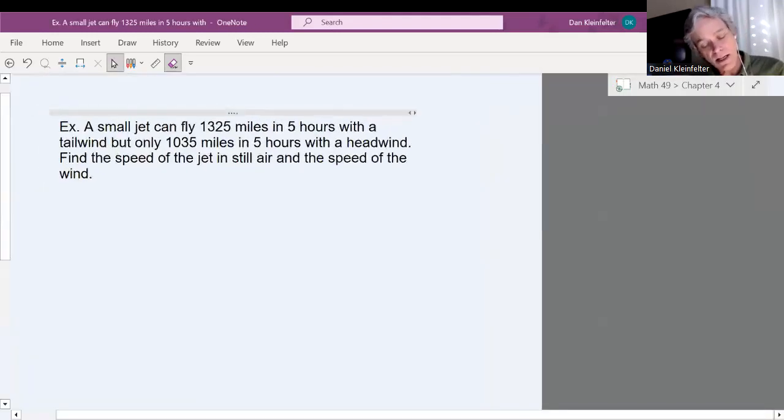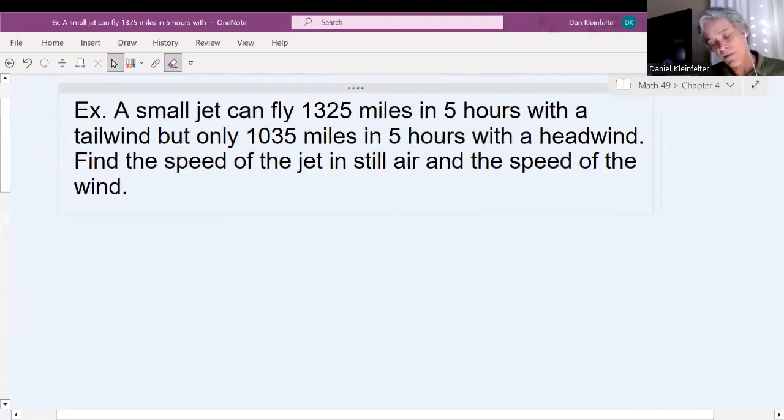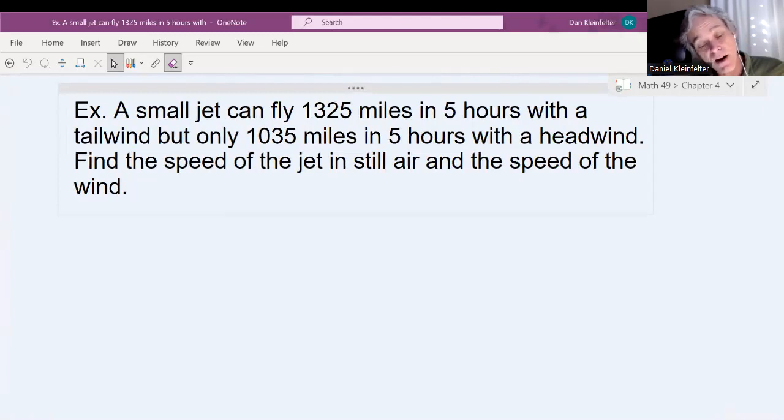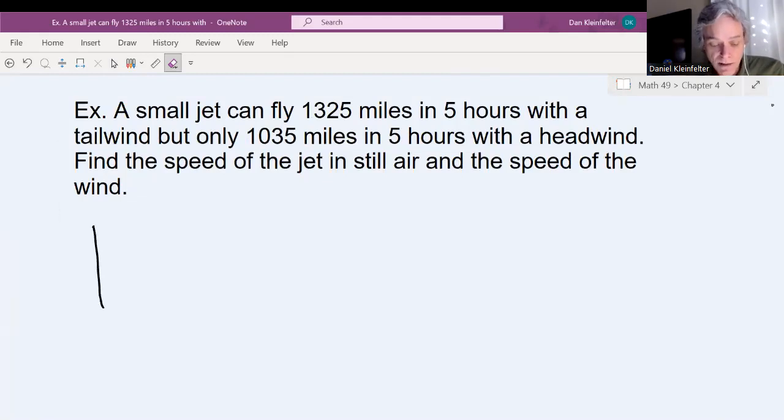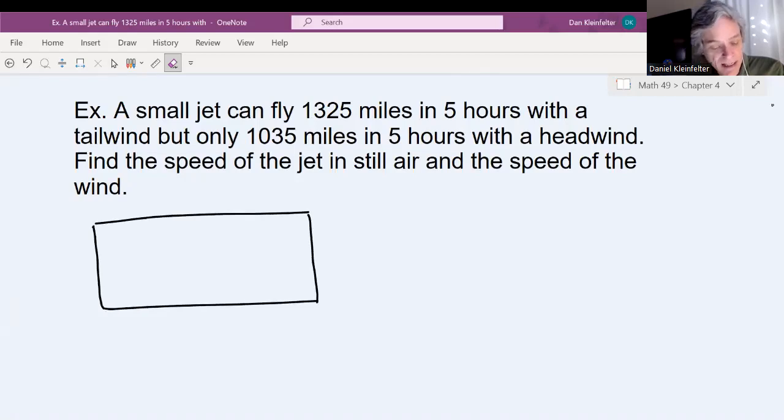Okay, so here, once again, a motion problem, this time about a jet. A jet can fly 1,325 miles in 5 hours with a tailwind, but only 1,035 miles in 5 hours with a headwind. We want to find the speed of the jet in still air and the speed of the wind. So once again, see if you can pause the video and try this one yourself, and then restart the video and see how you did.